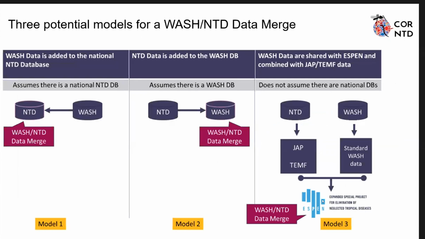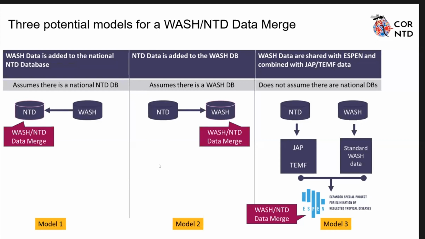Once we got the data back from those assessments, we identified three potential opportunities that could come out of this. Here we have model 1, which is where there's an existing NTD database, and perhaps we can add WASH into the NTD database. This is something that we have successfully done in Ethiopia. So that's one example of that. And again, there are some challenges, but it's great to see that we now have the NTD DHIS2 database in Ethiopia showcasing WASH coverage.